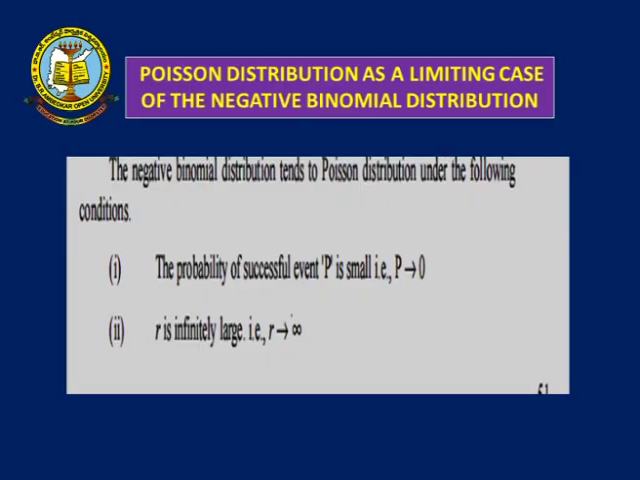So, Poisson distribution is a limiting case of the negative binomial distribution. This is a very important property. The negative binomial distribution tends to the Poisson distribution under the following conditions. First condition is the probability of a successful event p is small, that is p tends to 0. r is infinitely large, that is r tends to infinity.